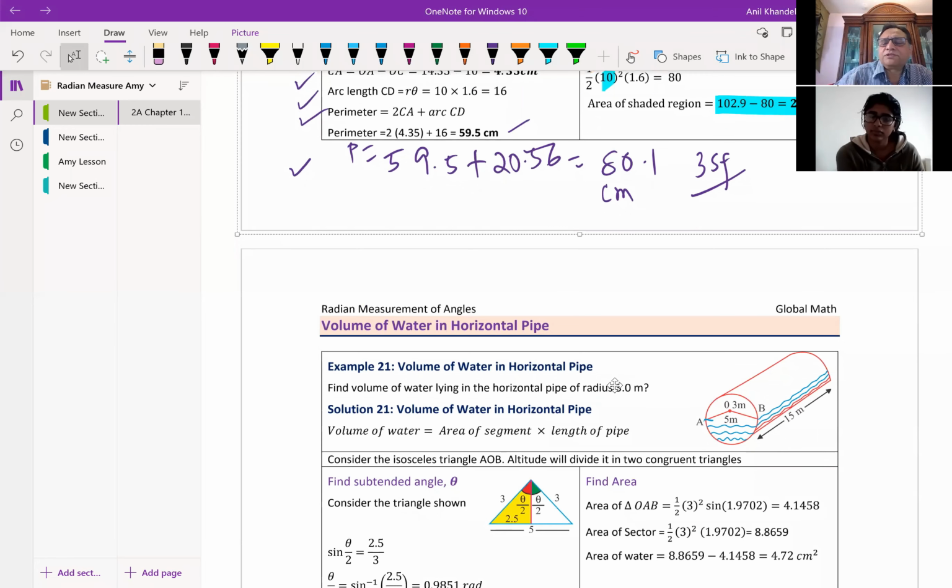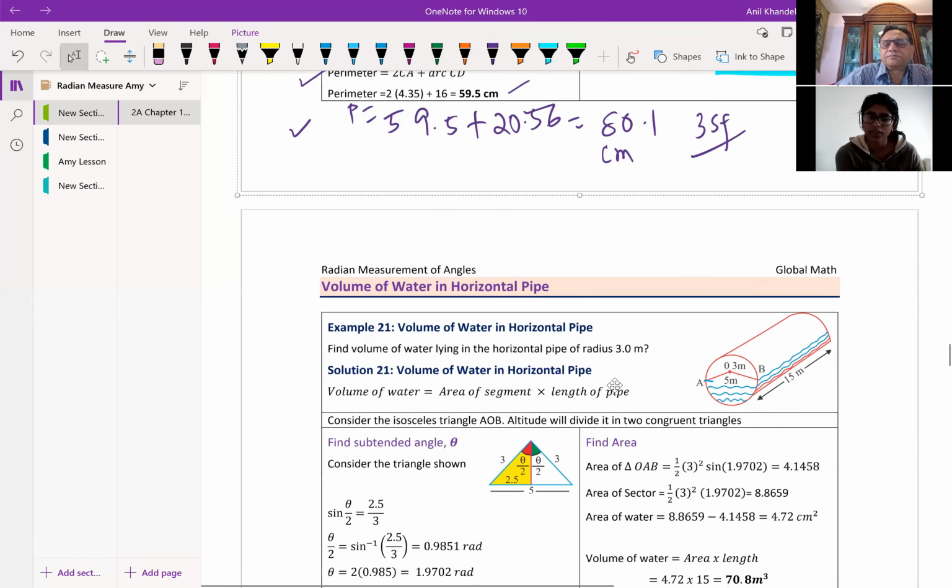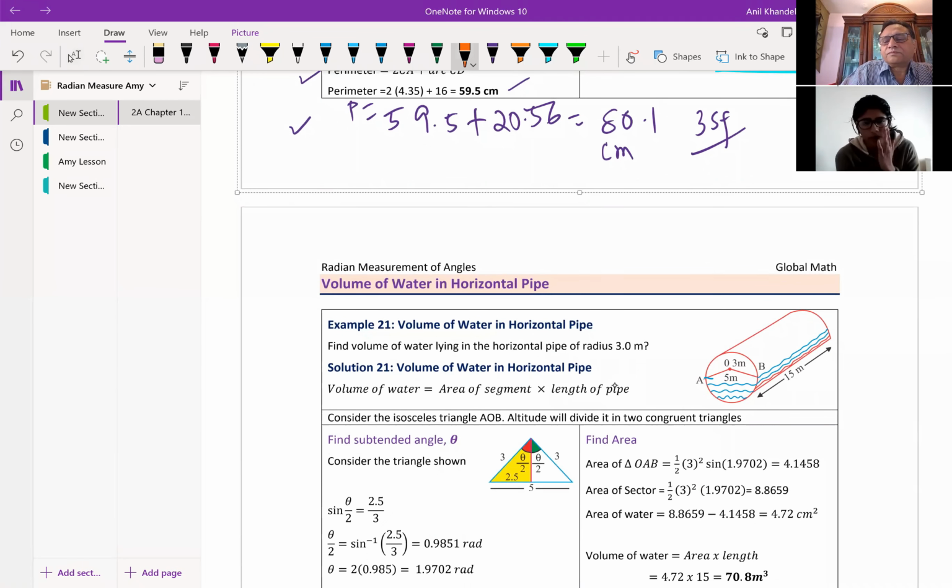Another very important question from test point of view. Can you please read this question? Yeah. Example 21, volume of water in a horizontal pipe. Find the volume of water lying in the horizontal pipe of radius 3 meters. Well, I forgot to write here that the length AB is equal to 5 meters, because the water has gone to a level and that maximum width on the top is 5 meters.